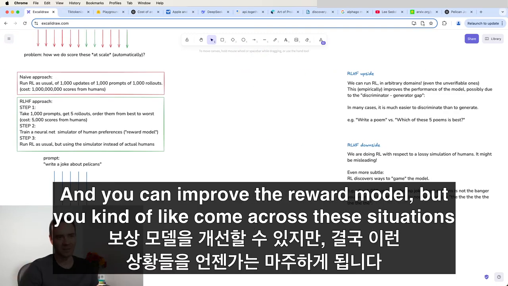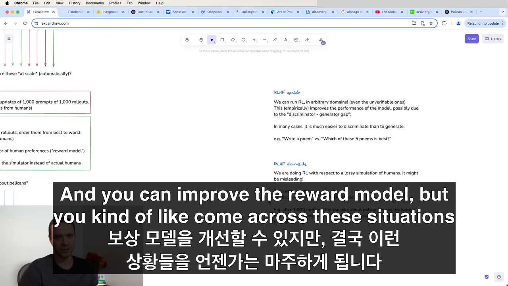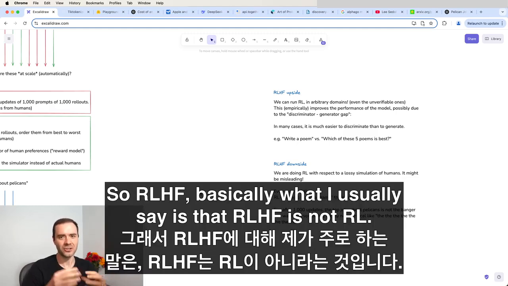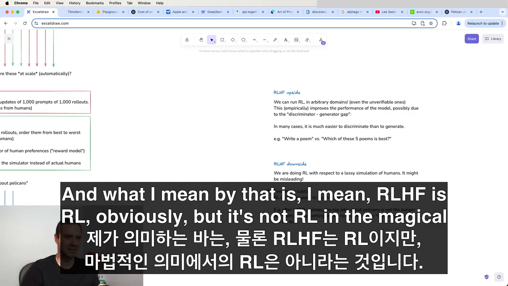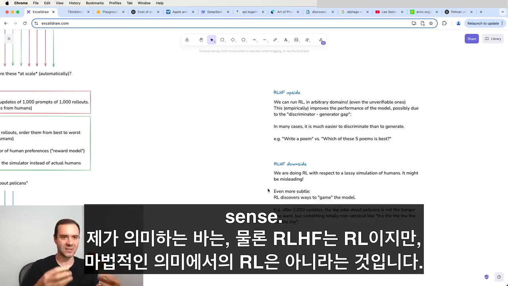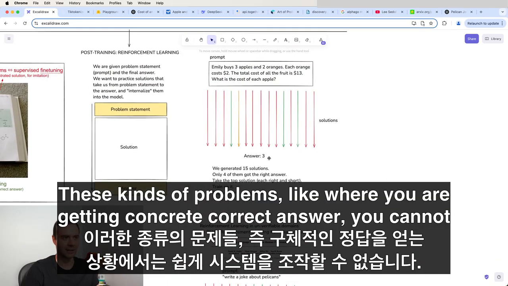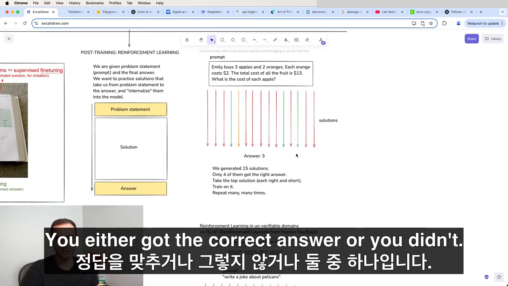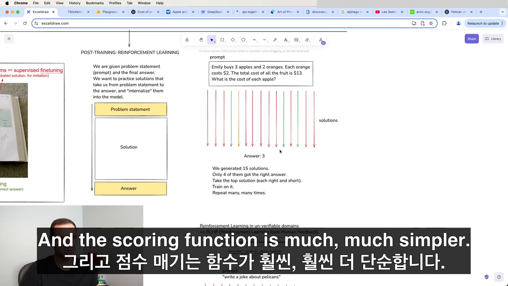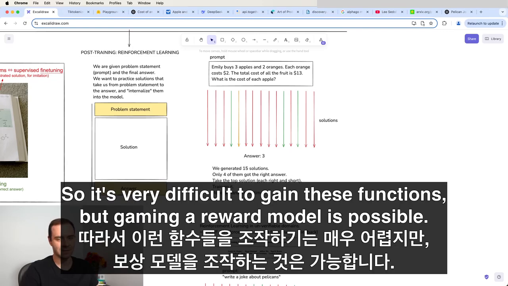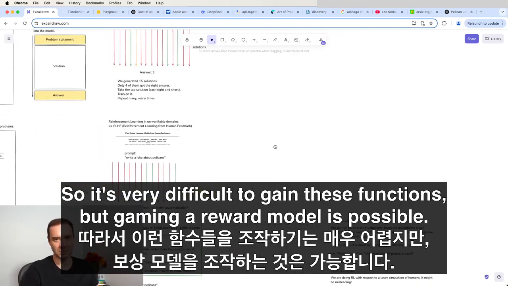You can improve the reward model, but you come across these situations eventually at some point. So RLHF, basically what I usually say is that RLHF is not RL. And what I mean by that is, RLHF is RL, obviously, but it's not RL in the magical sense. This is not RL that you can run indefinitely. These kinds of problems, where you are getting a concrete correct answer, you cannot game as easily. You either got the correct answer or you didn't. And the scoring function is much, much simpler. You're just looking at the boxed area and seeing if the result is correct. So it's very difficult to game these functions, but gaming a reward model is possible.